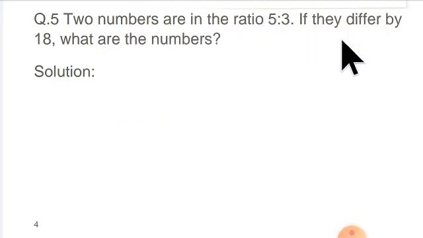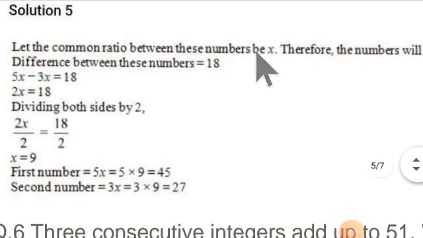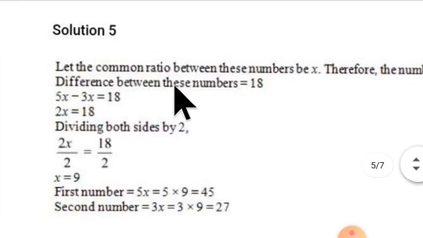If they differ by 18, what are the numbers? Now let us see the solution. Let the common ratio between these numbers be x. Therefore, one number is 5x and the other number is 3x. Now the difference between these numbers is 18. Difference means minus. So 5x minus 3x is equal to 18.